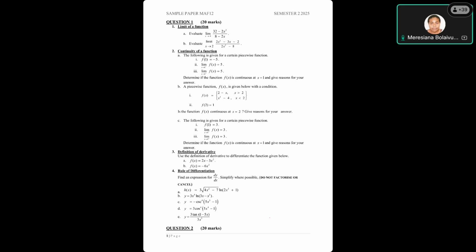So when you do get 0 over 0, that means you need to factorize the expression. So I want you to factorize 32 minus 2x squared divided by 8 minus 2x. I'll give you about 1 minute to do that. Factorize the numerator and denominator.